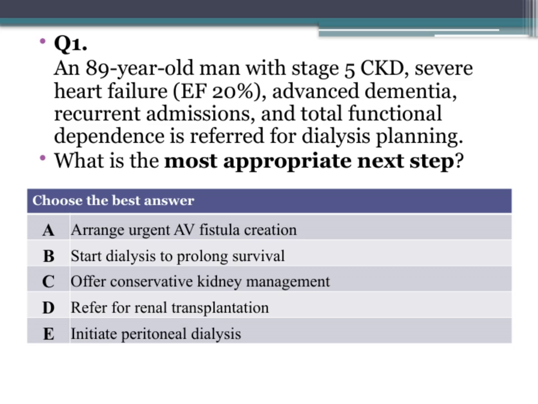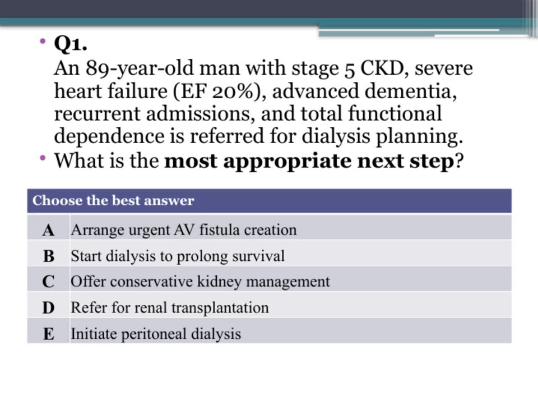Option A suggests arranging urgent AV fistula creation, but this is typically a preparatory step for long-term dialysis and wouldn't be the immediate priority in this scenario. Option B involves starting dialysis to prolong survival, but we need to consider his overall health status and quality of life. Option C offers conservative kidney management, which focuses on symptom control rather than dialysis, aligning more closely with his advanced comorbidities and functional dependence.